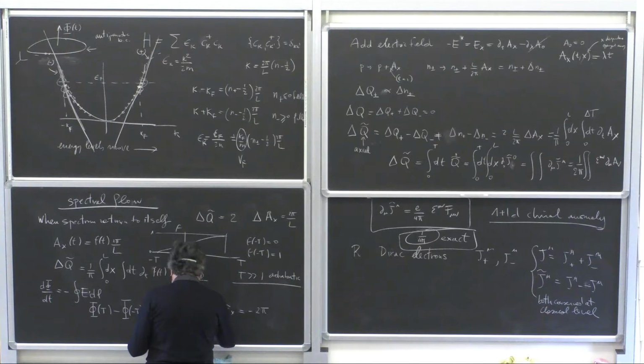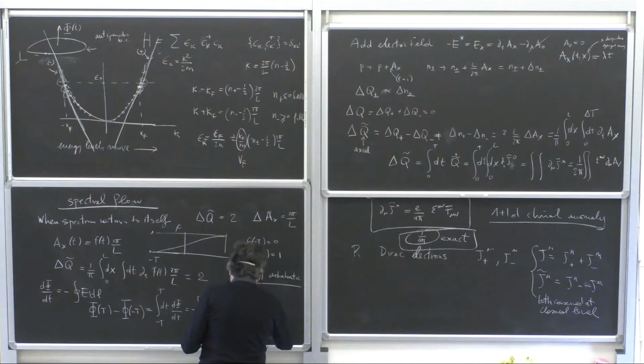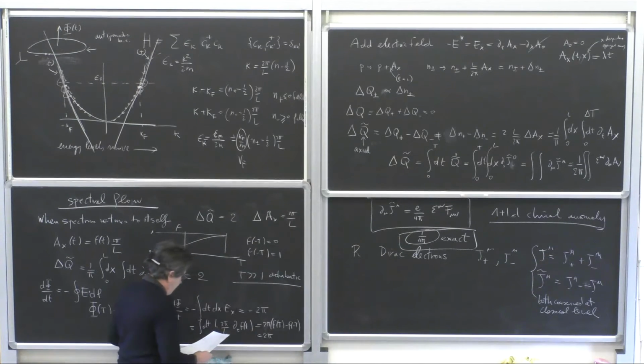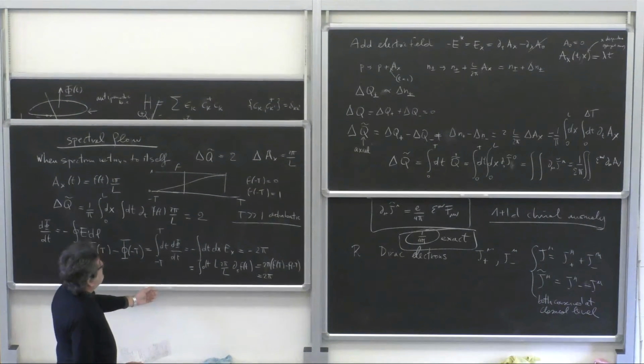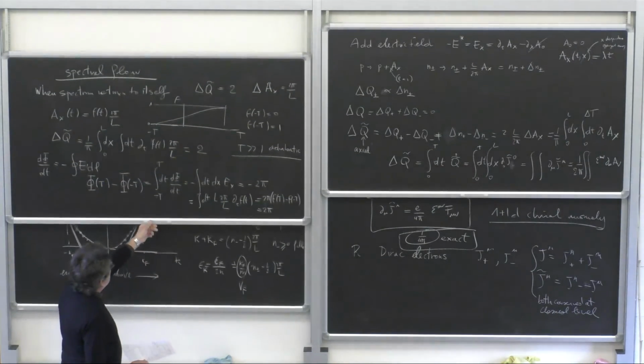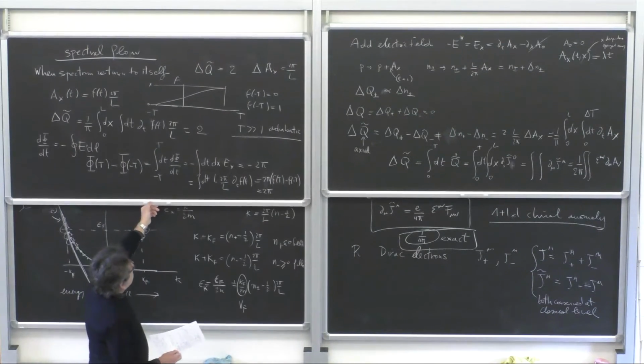So let me write it. dt L 2 pi over L dt f of t, and so this is 2 pi times f of t minus f of minus t, and so this is 2 pi. Okay, no, better to go on this side.